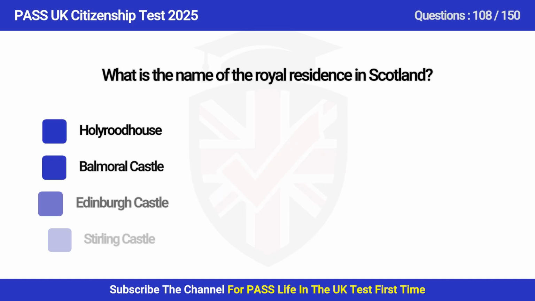Question 108. What is the name of the royal residence in Scotland? A. Palace of Holyroodhouse. B. Balmoral Castle. C. Edinburgh Castle. D. Stirling Castle.